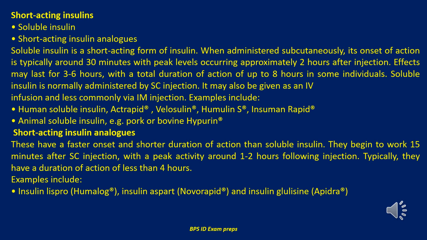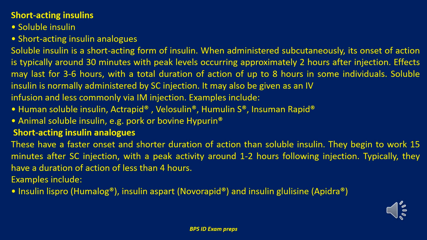Examples include 1. Human soluble insulin, marketed as Actrapid, Velosulin, Humulin S, and Insuman Rapid. 2. Animal soluble insulin, e.g. pork or bovine. Next we will discuss short-acting insulin analogs.